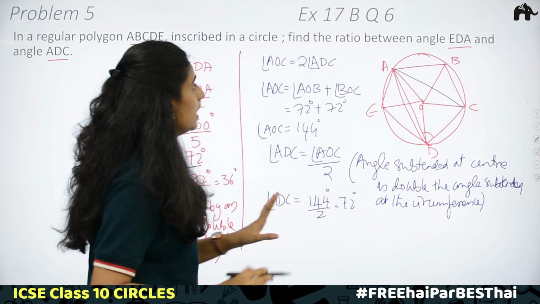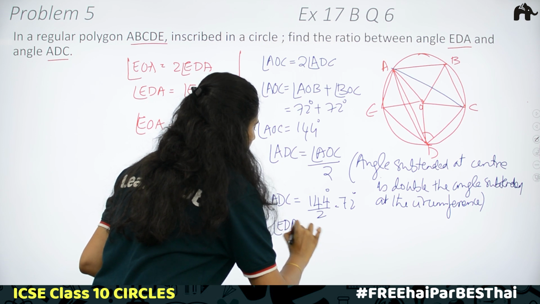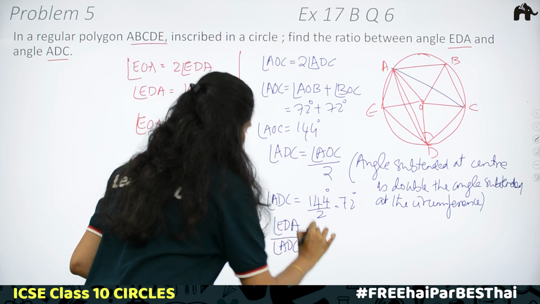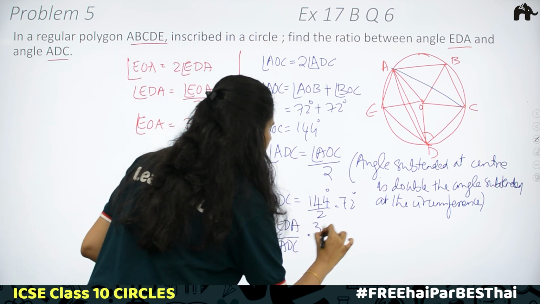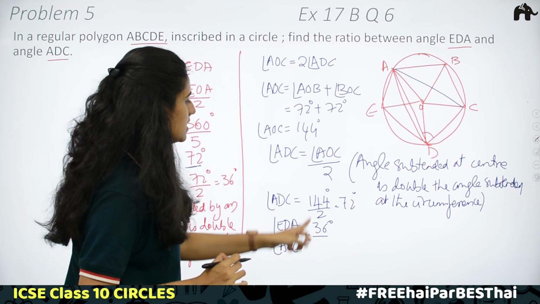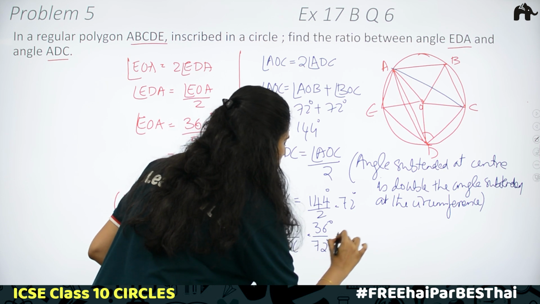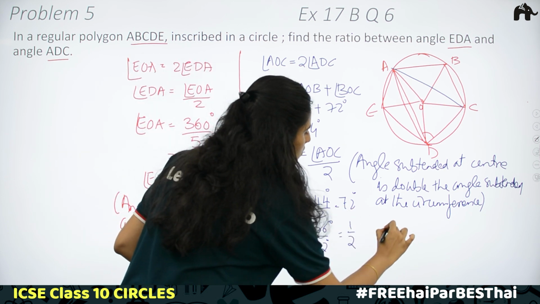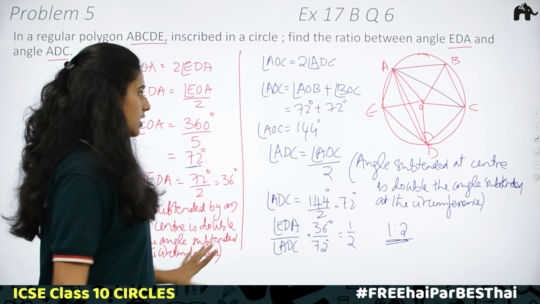We need to find the ratio of angle EDA and ADC. EDA, we have determined EDA is equal to 36 degrees. 36 degrees divided by ADC. ADC is equal to 72 degrees. Then what is the ratio? 36 by 72, we get 1 by 2. 1 is to 2 is the required ratio.